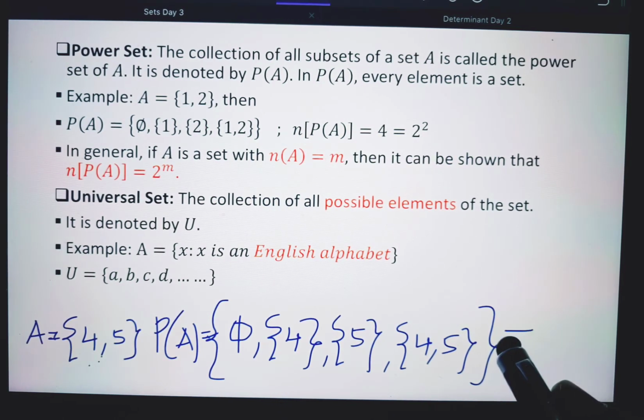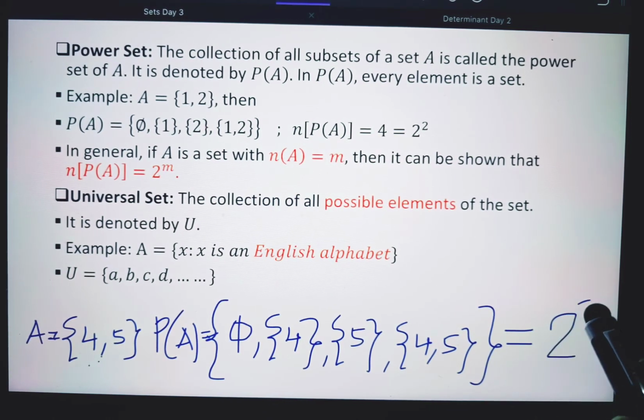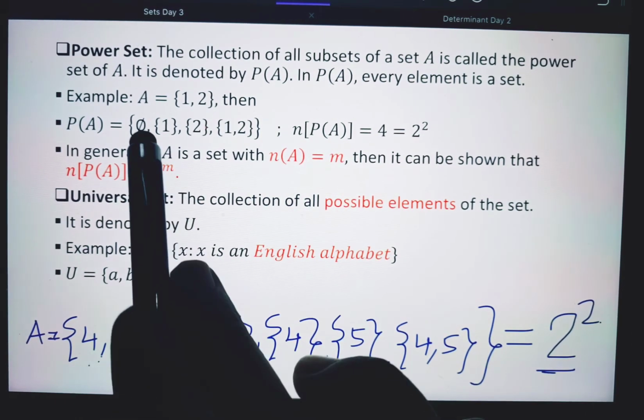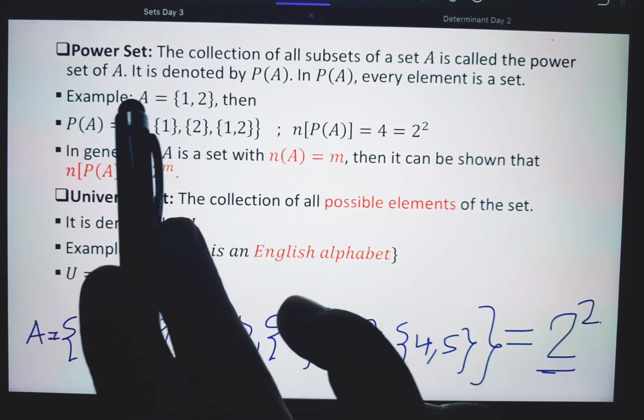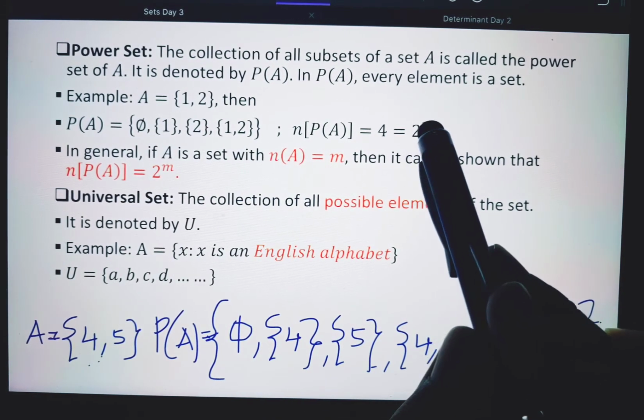Now how did we get the 4 elements? Actually, we'll follow a formula. It is basically 2 squared. Why 2 squared? First I will write 2, and in the exponent will be the number of elements of the set whose power set we are finding. Here A was {4, 5}. So how many elements? 2 elements. So the number of elements of the power set of this one will be 2 squared. Understood?